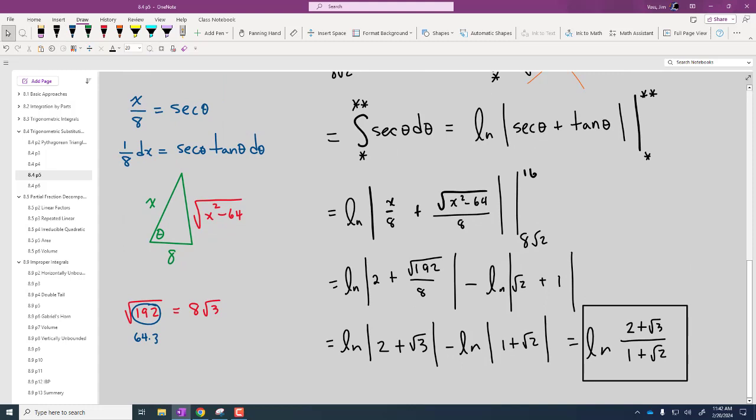Why did we get rid of the absolute values? Because these are both positive numbers. Oh, that makes sense. The absolute value of a positive number is itself. Are there questions on that one? Since it's a definite integral, you don't have to worry about if there's a plus C.